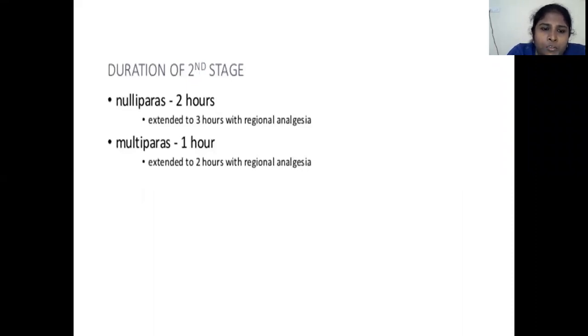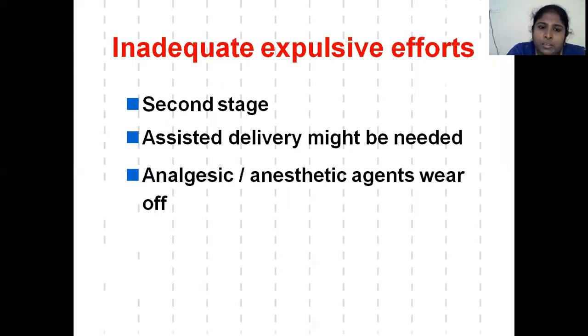In a primary, usually in the second stage, after full dilatation, you can wait for descent for up to 2 hours maximum. After that, you have to intervene. If the patient is under epidural analgesia, even 3 hours you can wait. And for a second gravida, maximum within 1 hour the baby should come, half an hour to 1 hour. With epidural you can wait up to 2 hours. More than that indicates that there is a second stage disorder. You have to intervene with cesarean section.